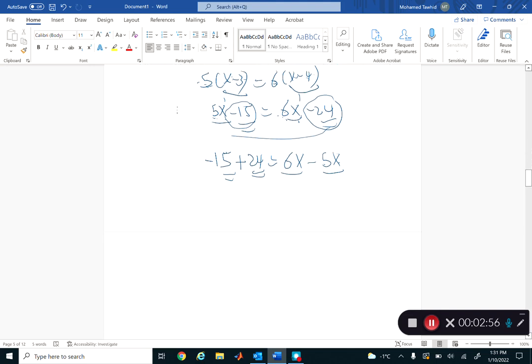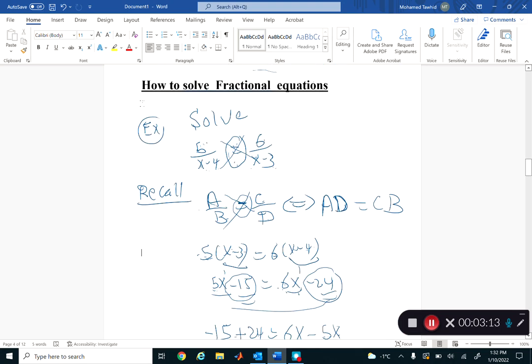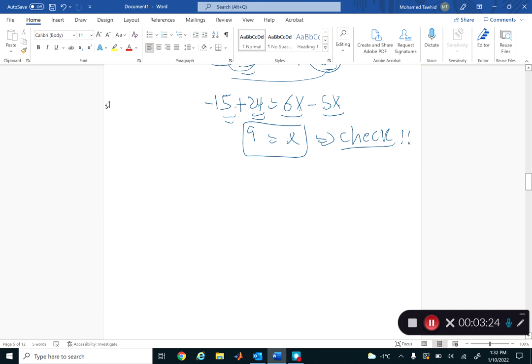If I simplify this, negative 15 minus 24, you get negative 39. 6x minus 5x, what did you get? You get x. So what is your x? Here is 9. And you can check. How do you check? In order to check whether it is correct or incorrect, you go back to this equation and replace x by 9. Then you will get the left hand side must equal the right hand side. Otherwise, your solution is not correct. All right, that is one example for a fractional equation.